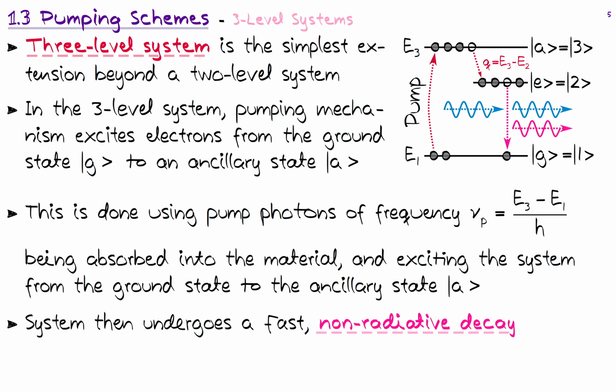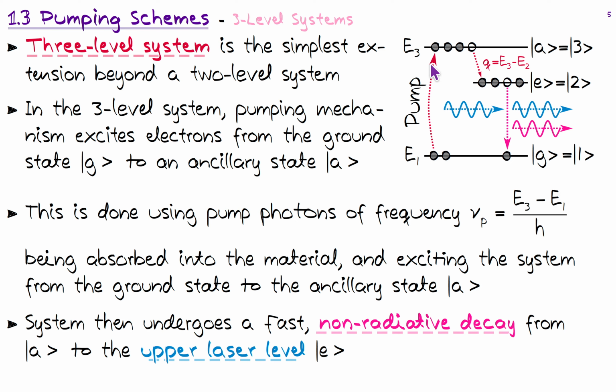If the system undergoes a fast non-radiative decay, then we can have a relaxation of electrons from the state A to the upper laser level denoted with E. That's the key ingredient that we require.